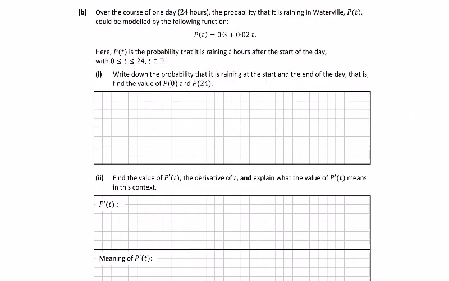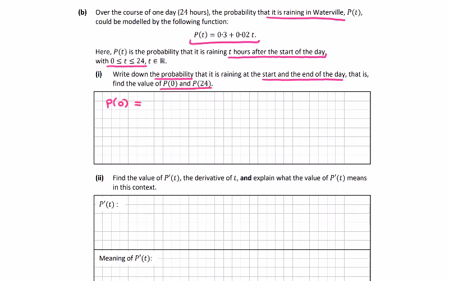23.33. In part B, we have this model. The probability that it's raining in Waterville can be modeled by this function. So P of T is the probability it's raining T hours after the start of the day, and T can be between 0 and 24. Write down the probability that it's raining at the start and the end of the day. They tell you P0 and P24.